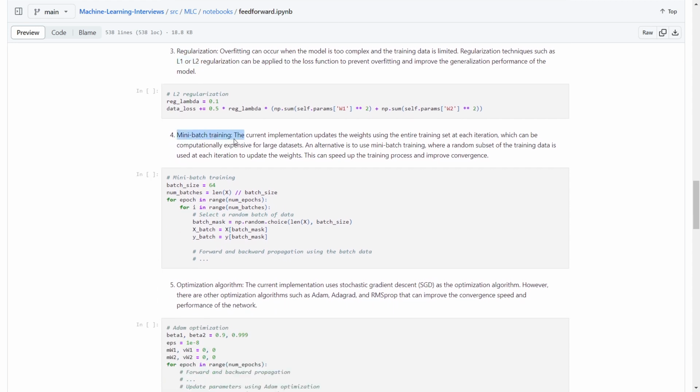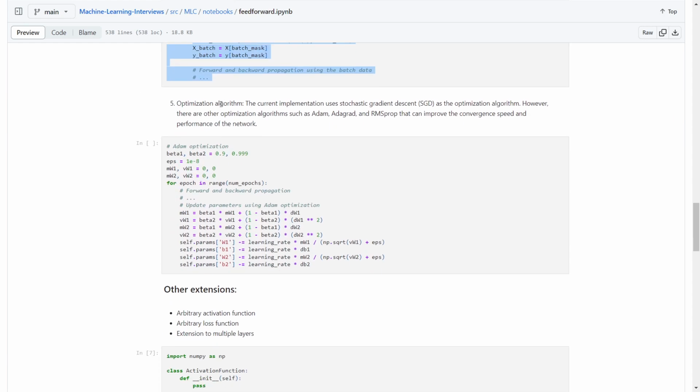The next thing is that the current implementation updates the weights using the entire training set at each iteration, which can be computationally very expensive for large datasets, because if you have a million entries at once, it might run out of memory. So an alternative is to use mini-batch training, in which a random subset of the training data is used at each iteration to update the weights. This can speed up the training process and improve convergence. Here we have defined the batch size as 64, and for each epoch we are running it for one batch.